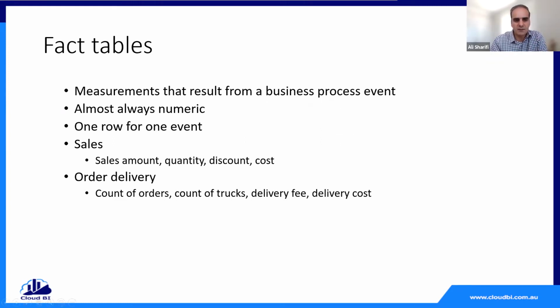Some samples of that, for example, for sales, we can say sales amount, quantity, discount, and cost. For order delivery, we can talk about delivery cost and count of deliveries. You can see that for different industries, we can have different facts. For example, for the education industry, we normally talk about the number of enrollments, or count of successful courses. Something similar to this.